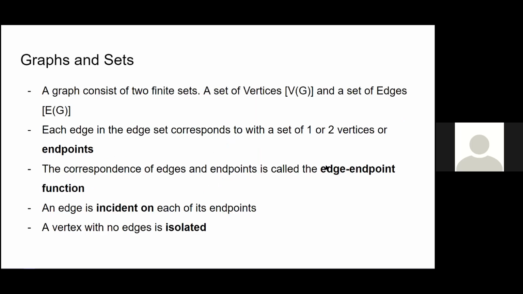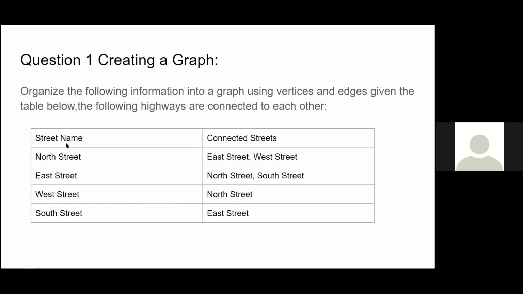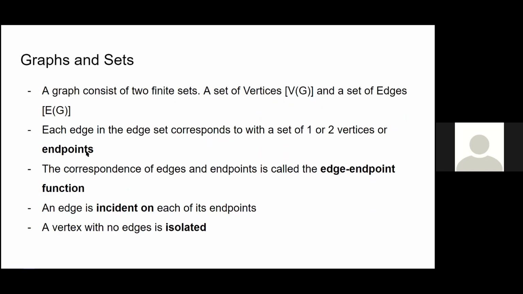in between them. And graphs can be represented with sets as well. Each edge in the edge set, denoted by E of G, will always correspond to 1 or 2 vertices, but you can call them endpoints. And then the correspondence between edges and vertices is the edge endpoint function. And each edge that's connected to an endpoint is also incident on it. It's just another way to say they're connected. And a solitary vertex is isolated.